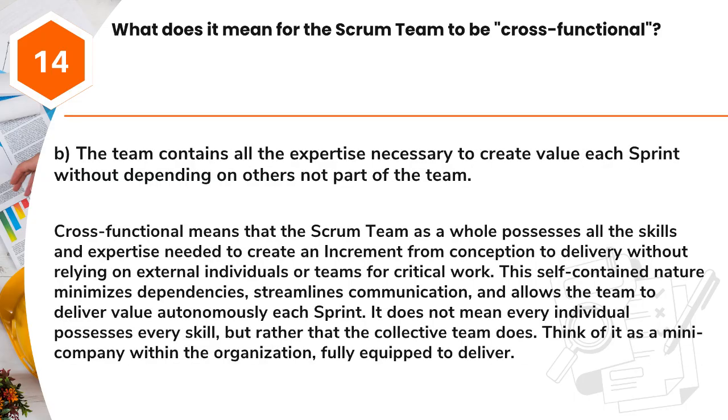Answer: B. The team contains all the expertise necessary to create value each sprint without depending on others not part of the team. Cross-functional means that the Scrum team as a whole possesses all the skills and expertise needed to create an increment from conception to delivery without relying on external individuals or teams for critical work. This self-contained nature minimizes dependencies, streamlines communication, and allows the team to deliver value autonomously each sprint. It does not mean every individual possesses every skill, but rather that the collective team does. Think of it as a mini-company within the organization, fully equipped to deliver.